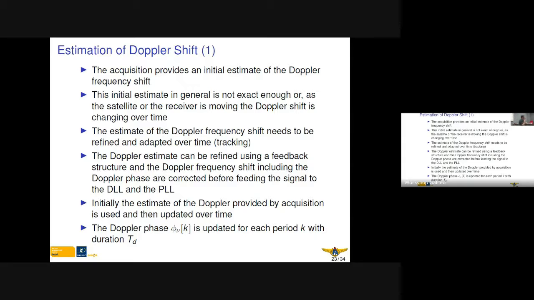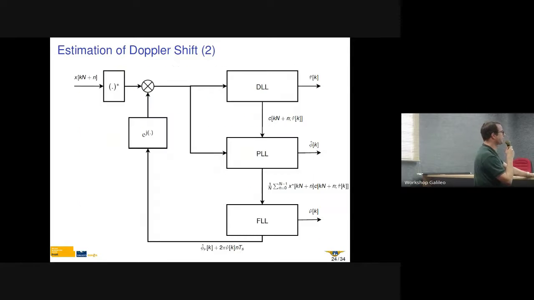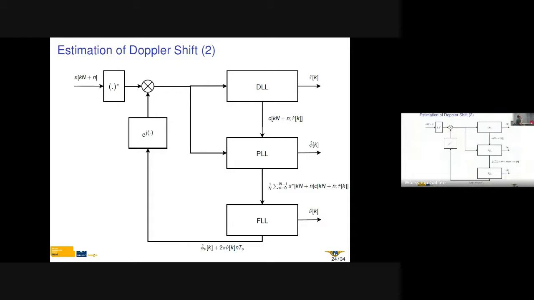Yeah, the Doppler phase is updated for each period k with duration td, and we will see that this is very simple because the Doppler phase can be derived by the integral over the Doppler frequency over the integration time. So let's have a look at this structure by means of a block diagram.